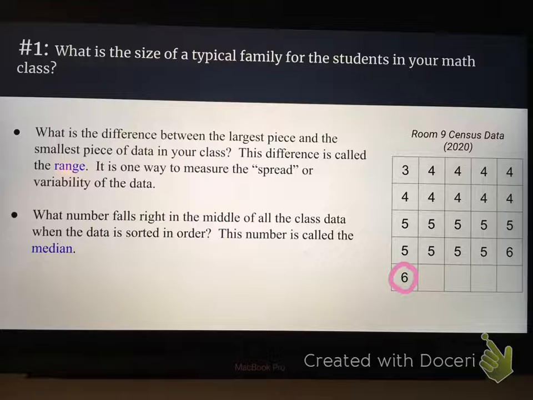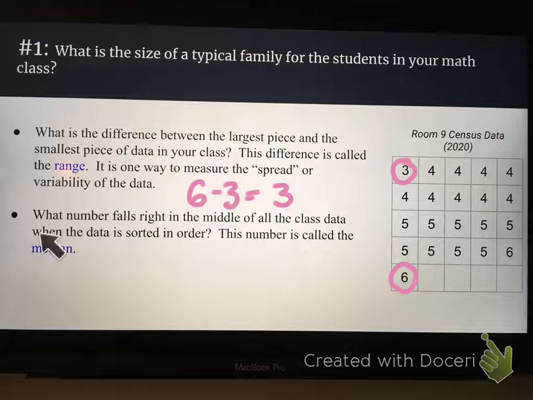So the first question is, what is the difference between the largest piece and the smallest piece of data in your class? This difference is called the range. It's one way to measure the spread or variability of the data. So our biggest number is 6 and our smallest number is 3. The difference of those two is 3. So the range is pretty straightforward. It's 3. Not too bad.